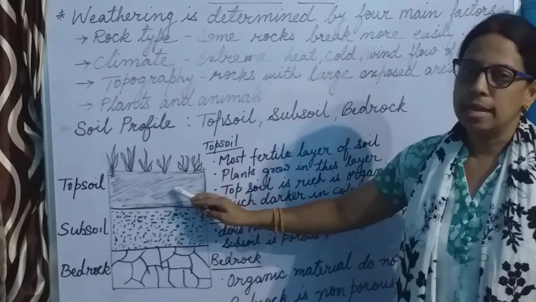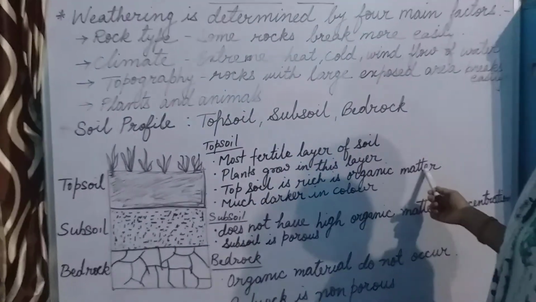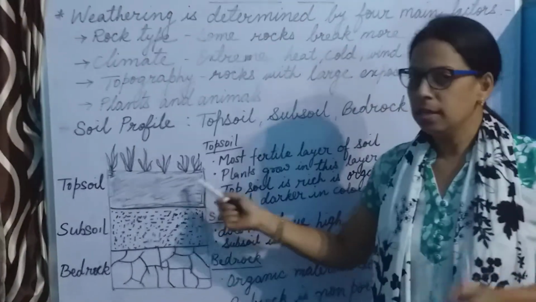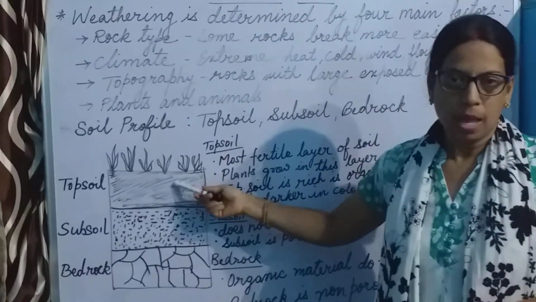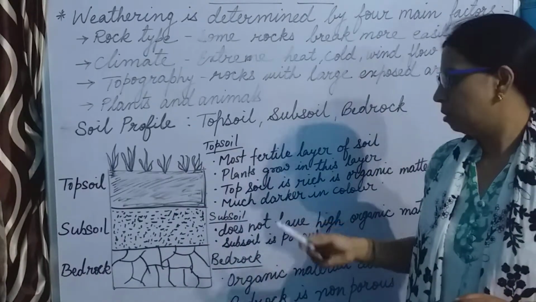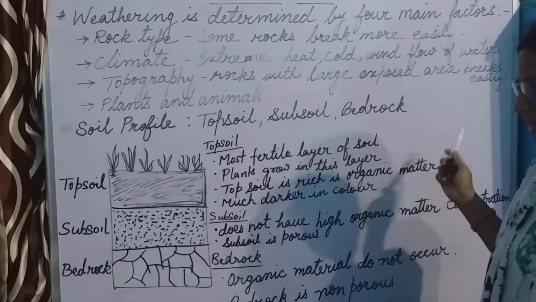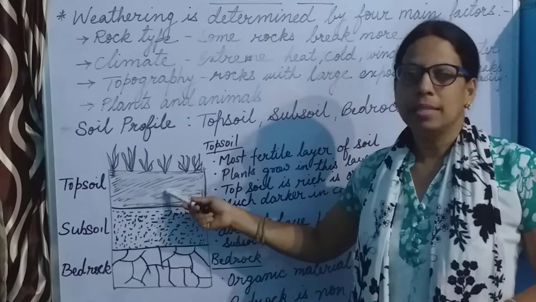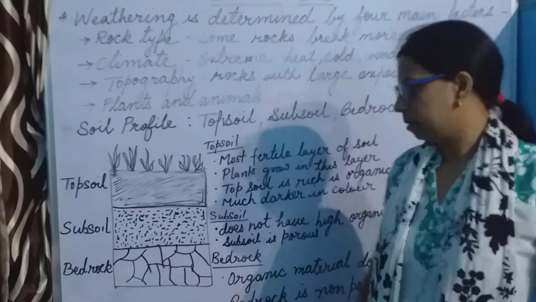Also, topsoil contains humus. Topsoil is rich in organic matter. Here comes humus and organic matter. Organic matter is formed by the dead and decaying remains of plants and animals. And this organic matter, wherever it is present, makes that part fertile. So the top layer of soil is fertile because of the presence of organic matter. Then this layer of soil, that is topsoil, is darker in color as compared to the subsoil and bedrock.